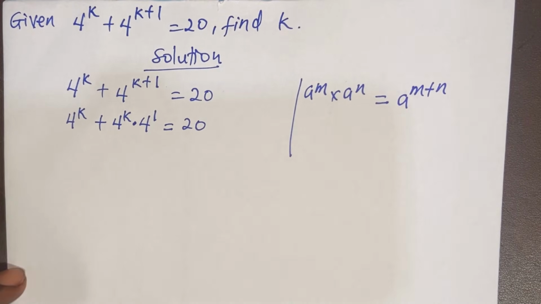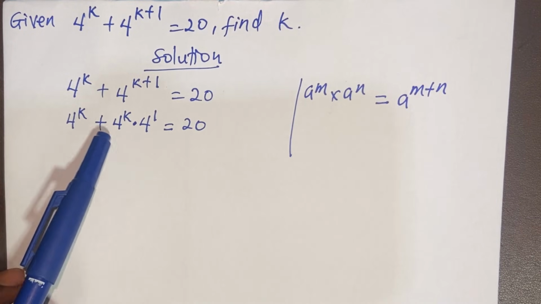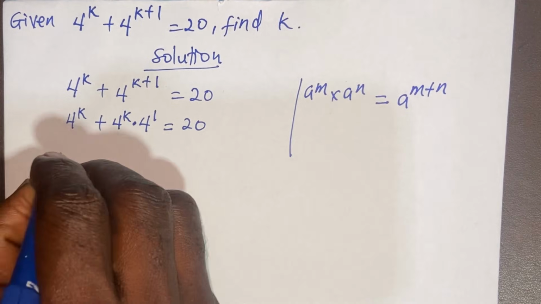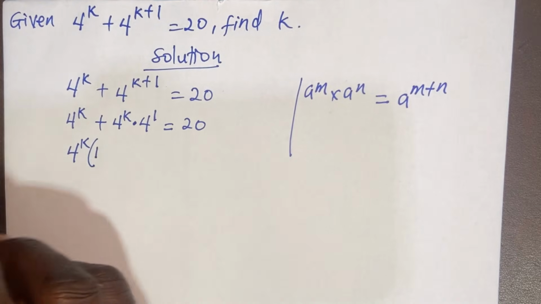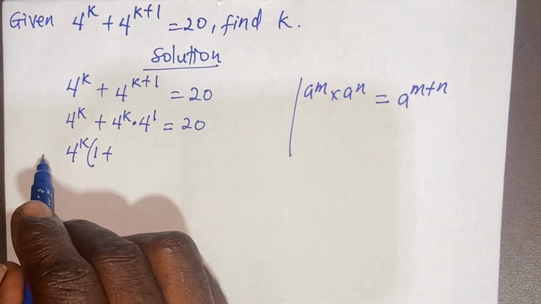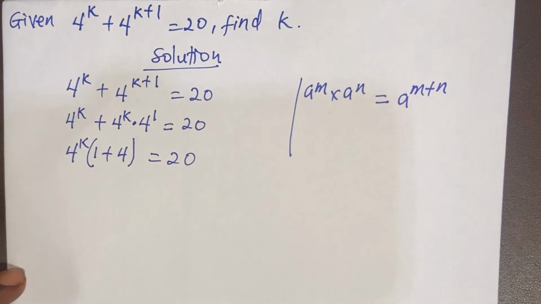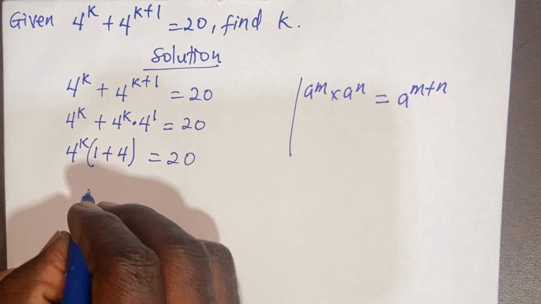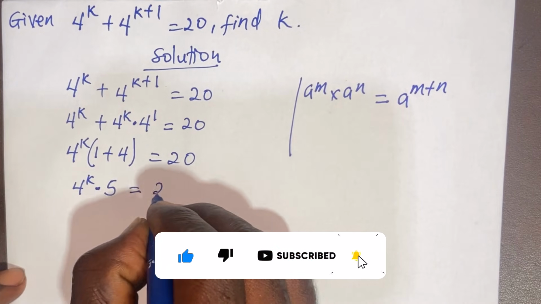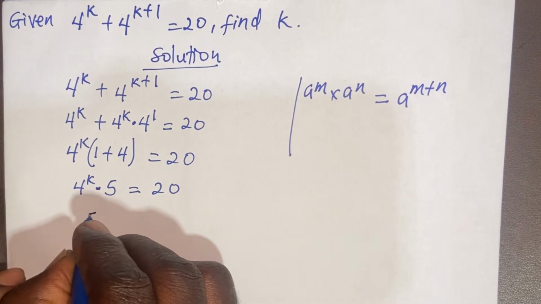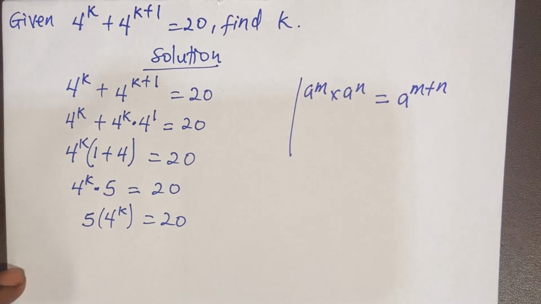From here, the next thing to do is we can see 4^k here, 4^k here, which means that this can be factorized. 4^k into bracket. Now what is left here is 1 plus, and from 4^k, what is left here is 4. This is equal to 20. We can add 1 plus 4, giving us 4^k multiplied by 5 equals 20, which is the same as 5(4^k) = 20.